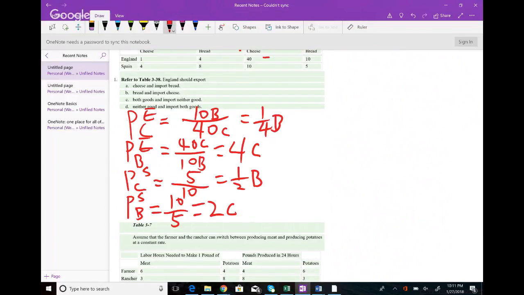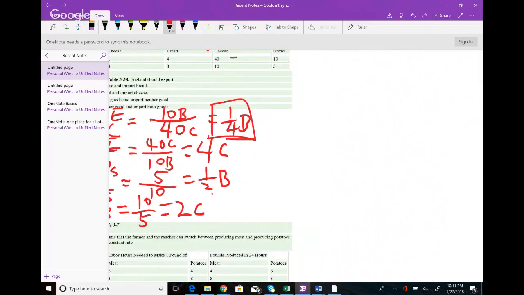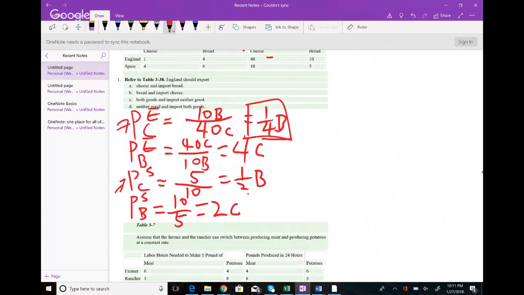All right, so remember, once you have the four prices, whoever has a lower opportunity cost has the comparative advantage. So if you compare the price of cheese, see how England is only 1/4 bread, but Spain is 1/2 bread. So this is lower for England. So we say this is the comparative advantage for England. Now let's look at bread. For bread, in England it costs you 4 cheese. In Spain it costs you 2 cheese. So this is lower. So we say this is Spain's comparative advantage.